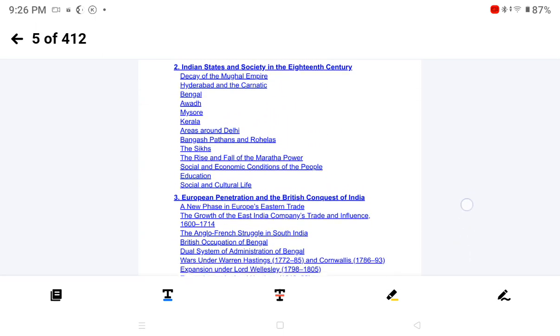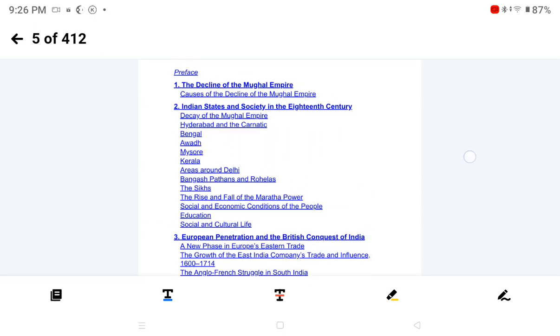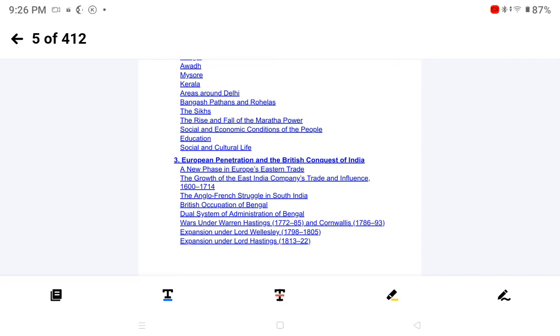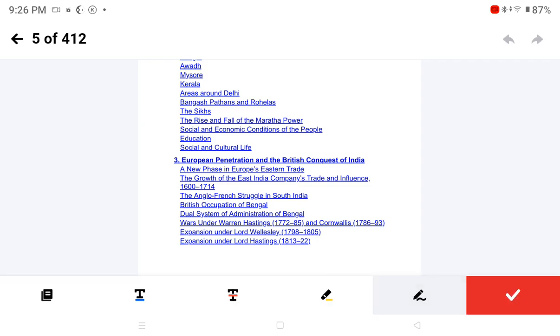Today I am going to start the third chapter of this book, European Penetration and the British Conquest of India. So let's start the third chapter, European Penetration and the British Conquest of India.